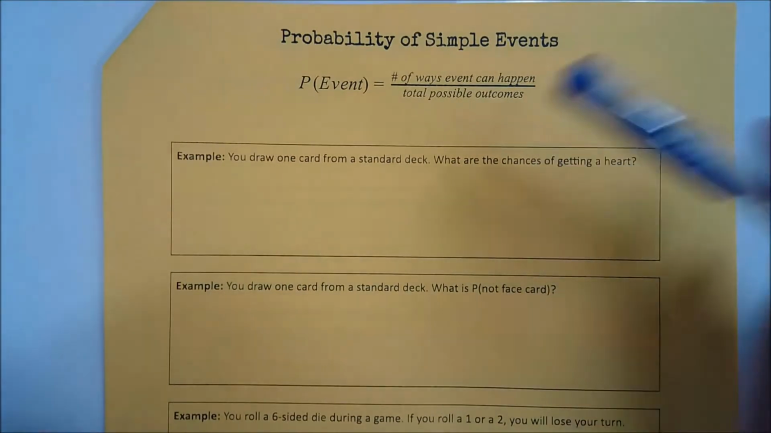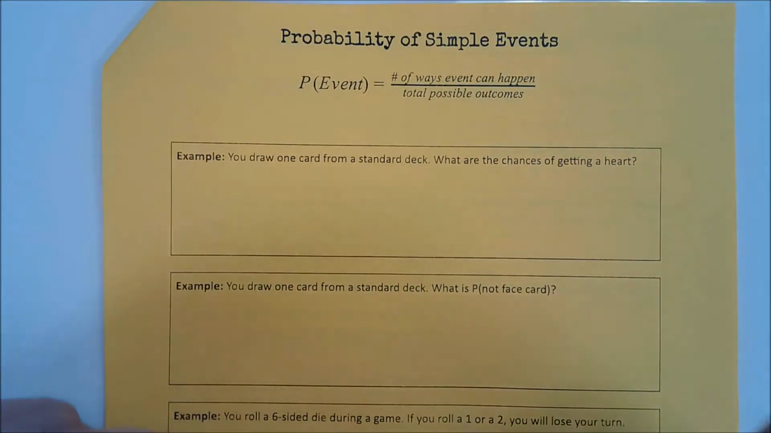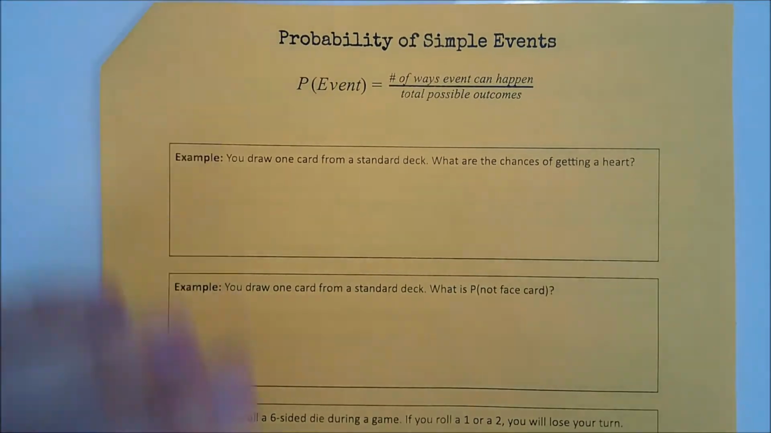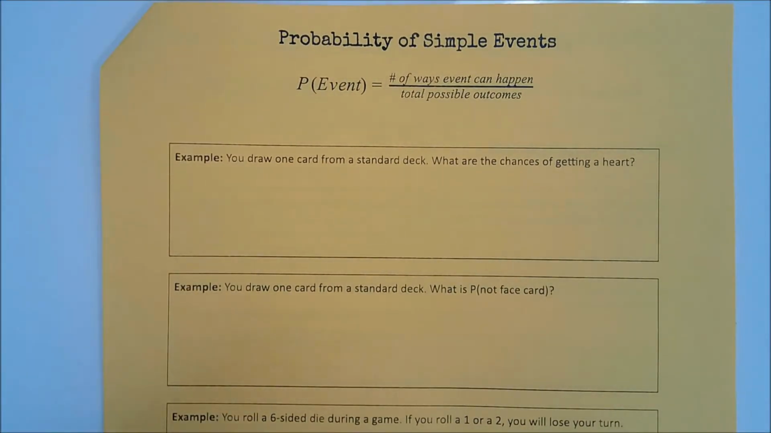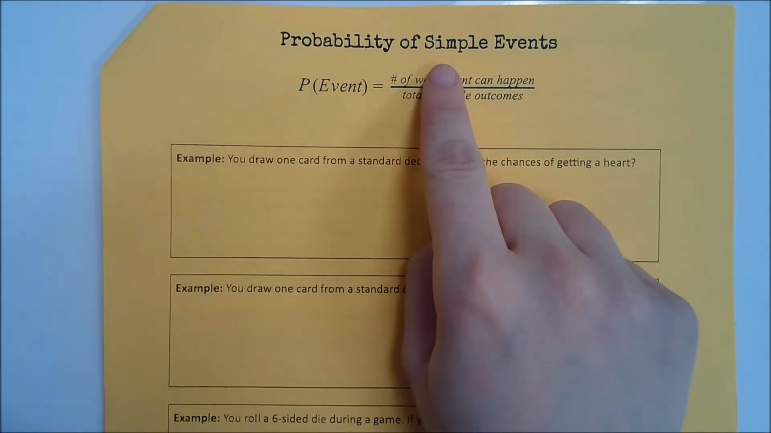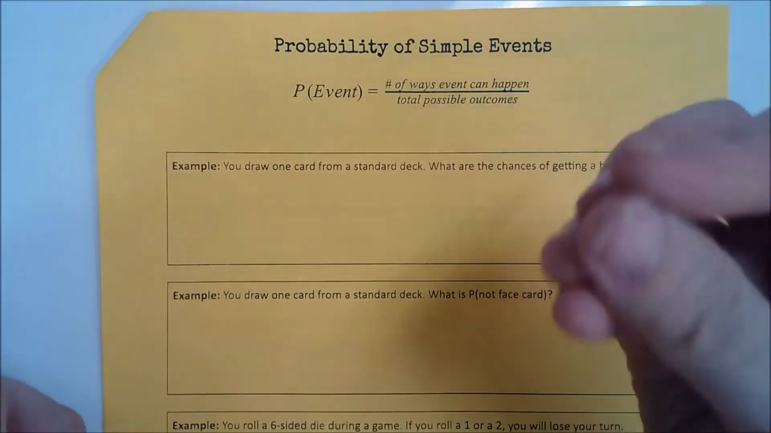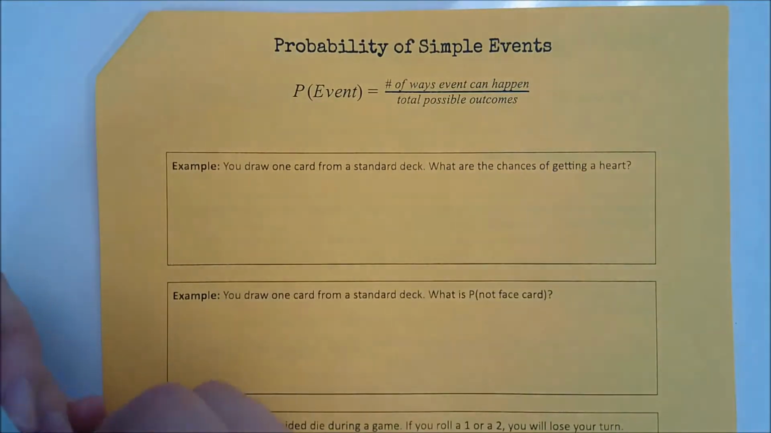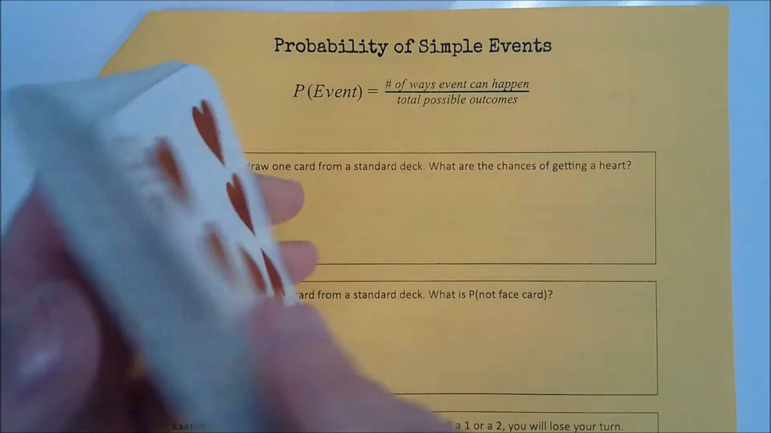Welcome, Math Models, to the probability of simple events. Probability is basically just the chances of something happening. And when they say simple events, they just mean one thing happening and what are the chances of it. For example, drawing a card out of a deck.